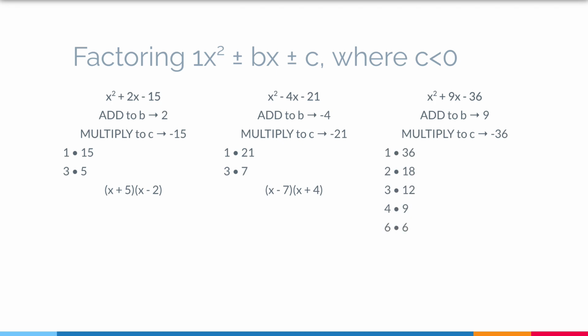So which ones give us 9 in some positive, negative relationship? We have a 4 and a 9, but 9 is one of the numbers, and so that's not going to help us with adding. 3 and 12 have a relationship with 9. 12 minus 3 is 9, so the fact that b is positive 9 tells me x plus 12, x minus 3, because 12x minus 3x will give us 9x, but 12 times negative 3 is negative 36.